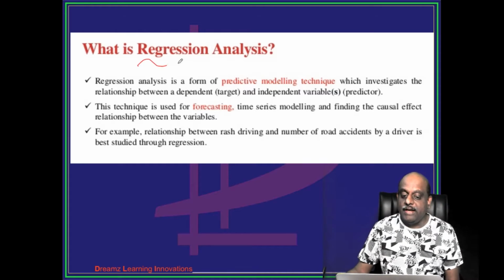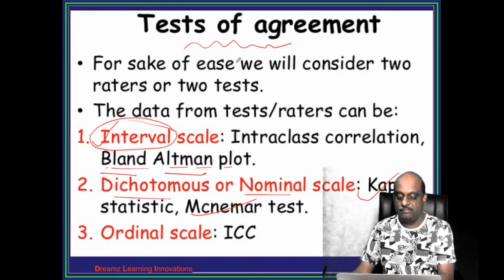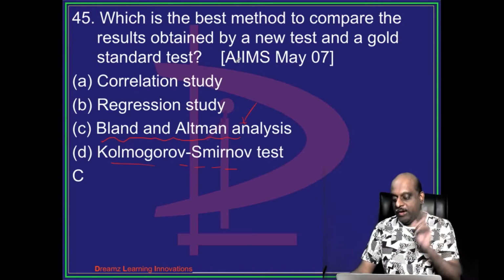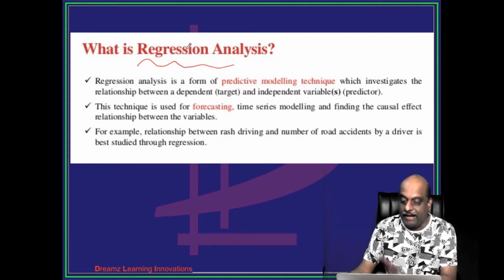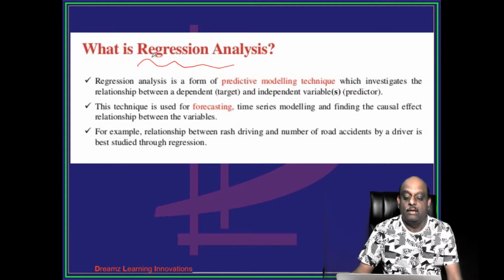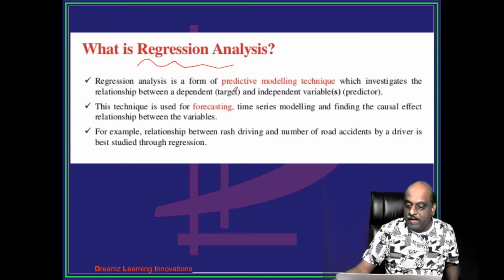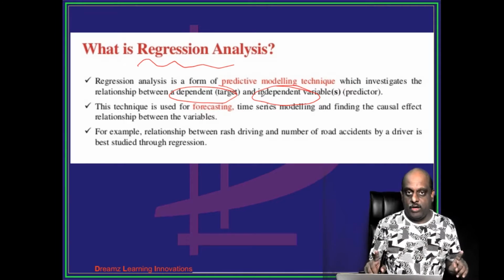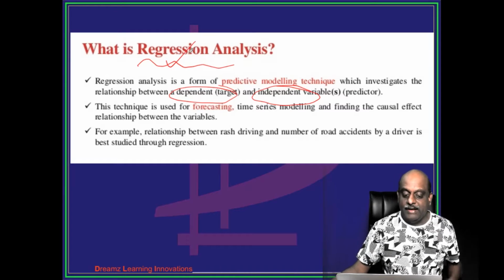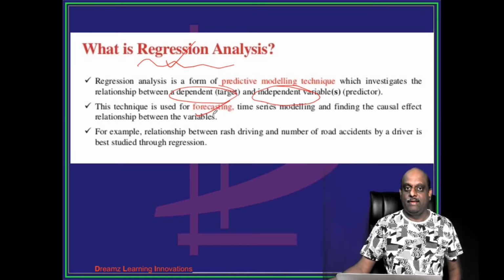Now, what is regression analysis? One of the options given to you is regression, right? Regression study, correlation study. What is regression analysis? There is one dependent variable and an independent variable. We want to know whether there is any relationship between these two variables or not. For this we do regression analysis. This is used for forecasting.